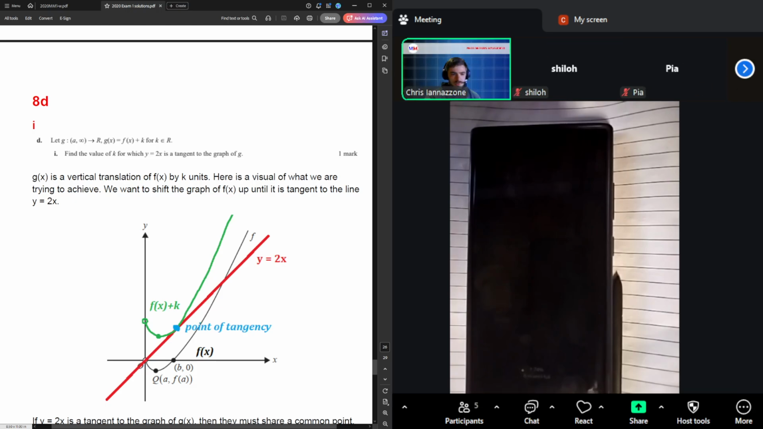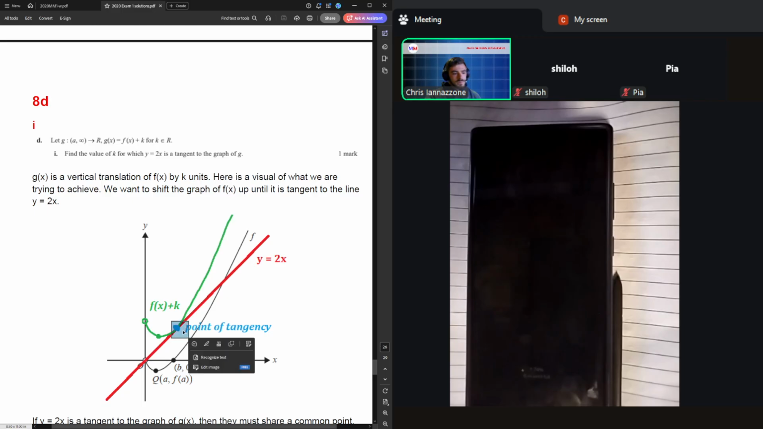I'll reiterate that one more time because he's rejoined. There are two main things you have to make happen here. The functions have to intersect each other, so you want to figure out where y equals 2x equals g of x. And the other thing you have to guarantee is that the gradients are the same there.